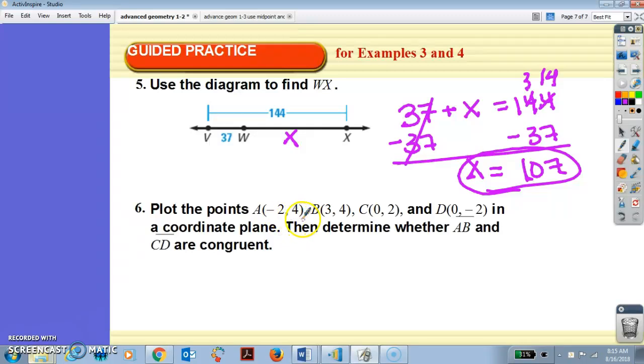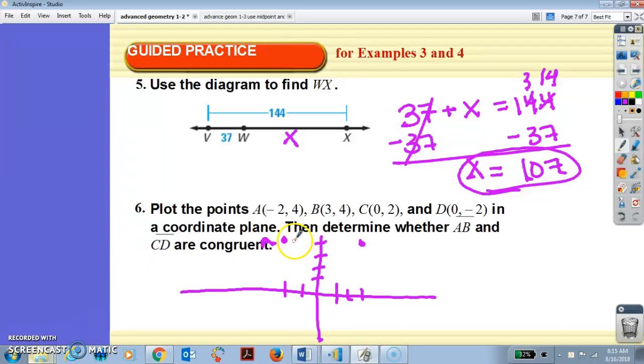Plot the points, A, -2, 4, B, 3, 4, C, 0, 2, and D, 0, -2 in the coordinate plane. Then determine whether segment AB and segment CD are congruent. Okay. -2, 4, 3, 4.